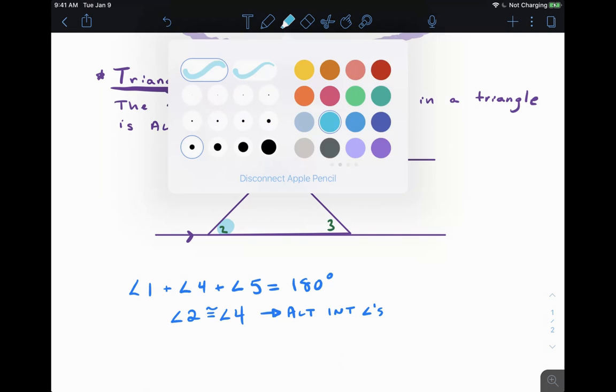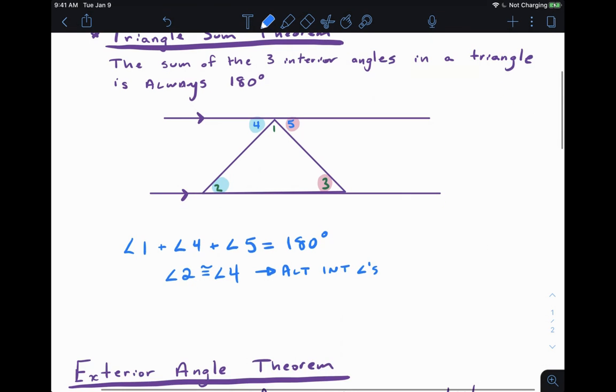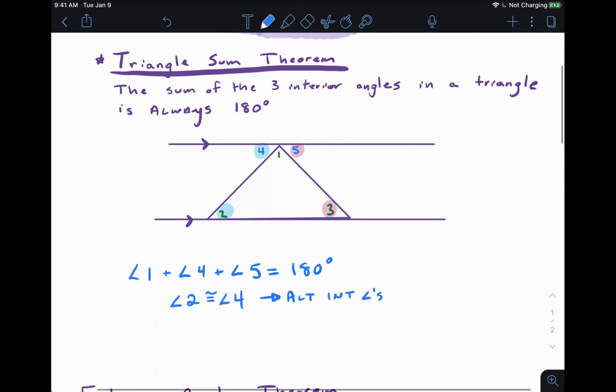Okay. In the same token, we can say the same thing about angle 5 and angle 3. Those are also congruent to one another, by the same reasoning. Once again, this is just a different transversal. It would be like this guy. They're on alternate sides of it, they're inside the parallel lines, so we know they're congruent to one another.